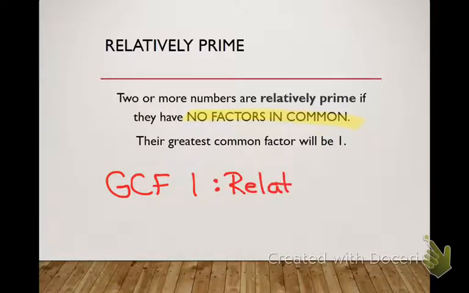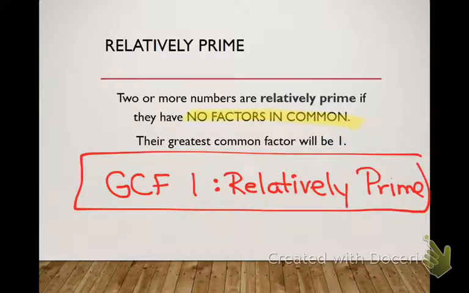All right, so if you get to the prime factorization, and I have this happen every year, okay? You get to the prime factorization, you notice that there are no factors in common, the GCF is not 0, okay? It's not 0. It's never going to be 0 because it will always at least have a common factor of 1. But if the greatest common factor is 1, we call the numbers relatively prime.